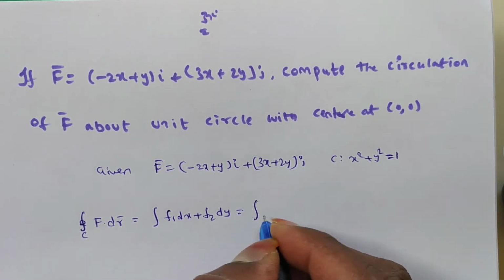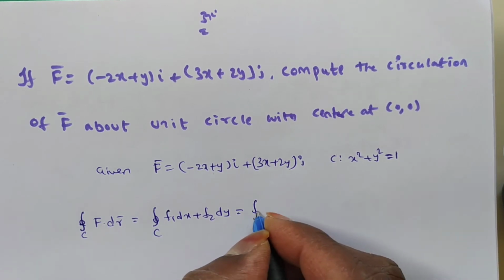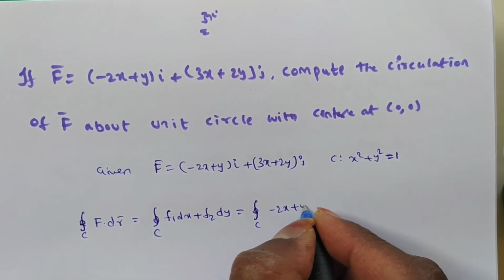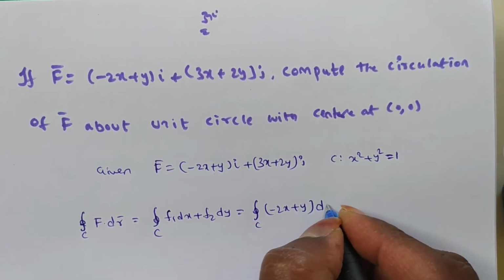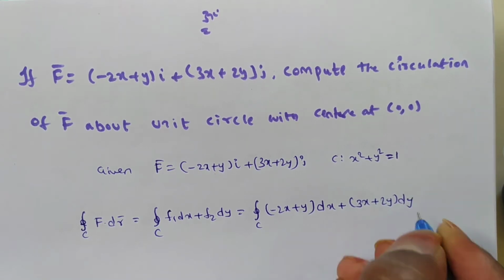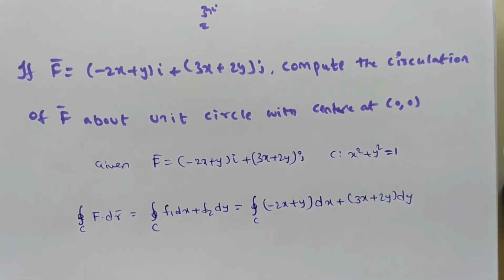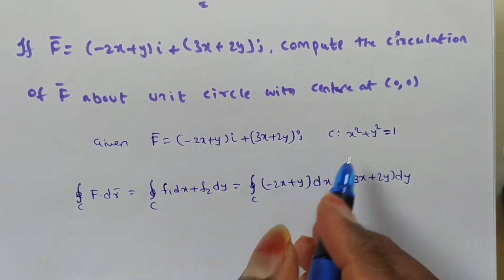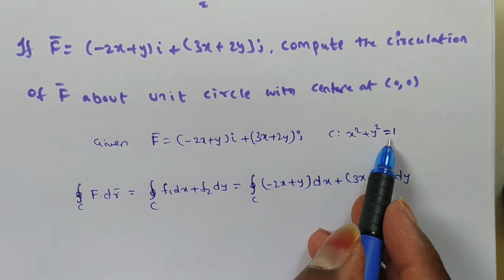Okay, next integral. This is a closed curve c. Here also closed curve c. f1 is nothing but (-2x + y) times dx plus (3x + 2y) times dy. Okay, here you observe, now we have to evaluate this integrand in the unit circle x square plus y square is equal to 1.